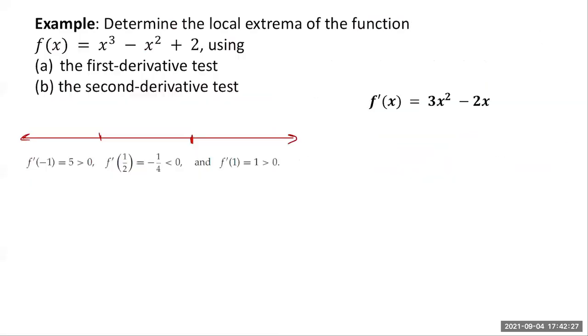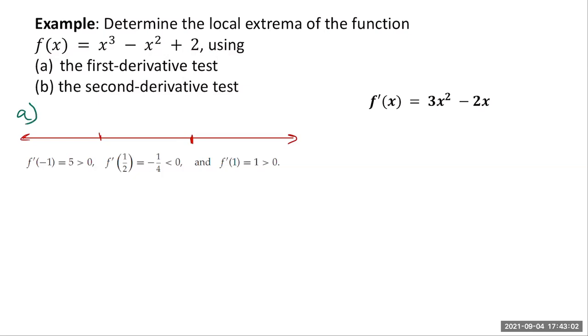All right. Let's work on this example. Determine local extrema of the function. Here is the given function f of x is equal to x to the power 3 minus x squared plus 2. We need to determine the local extrema of the function using the first derivative test and then using the second derivative test. Let's first focus on the first part. Let's try to find the local extrema using the first derivative test.